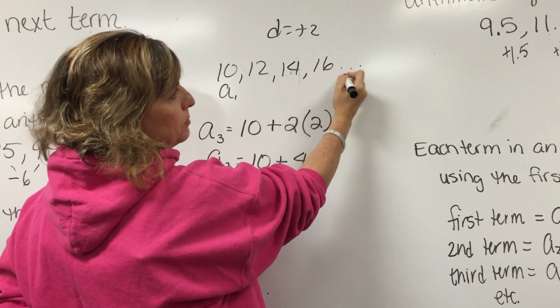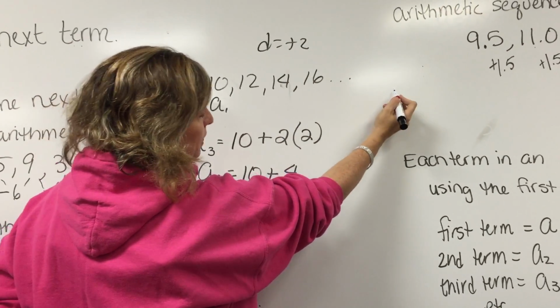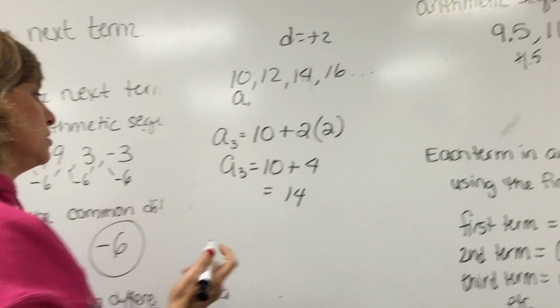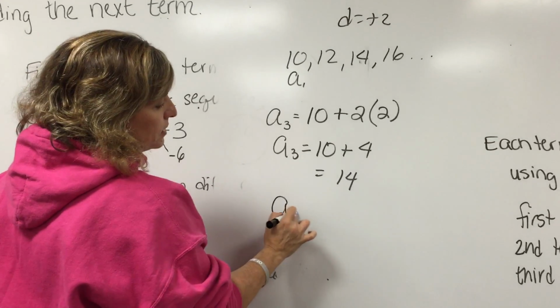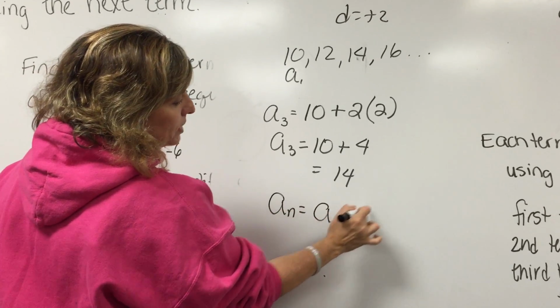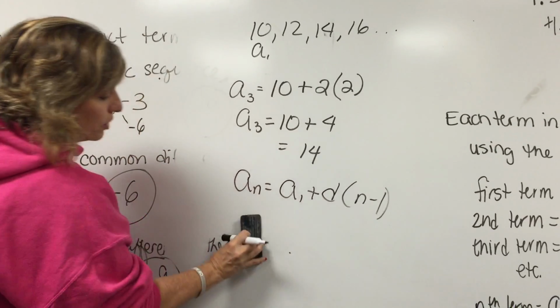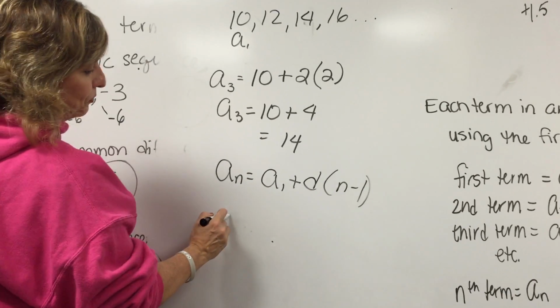So I could go 16 plus 2 is 18, 18 plus 2 is 20, 20 plus 2 is, and I could keep going out until 12. Or I could just use the formula. The formula is a sub n equals a sub 1 plus d times n minus 1, okay? So I said the 12th term, so let's figure out the 12th term.